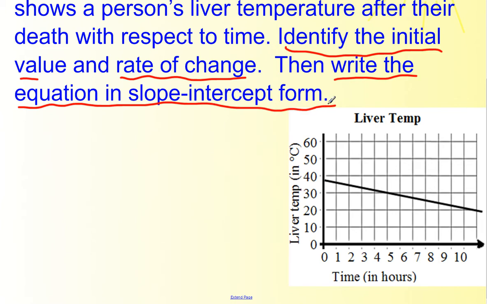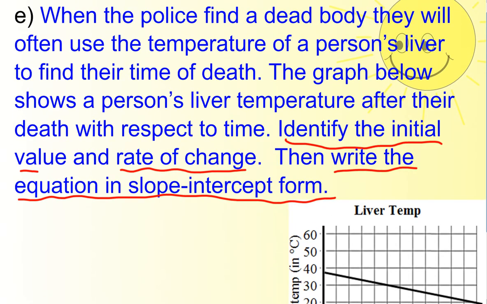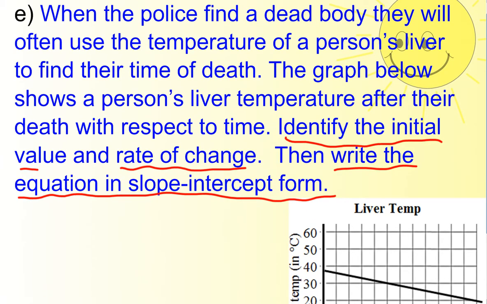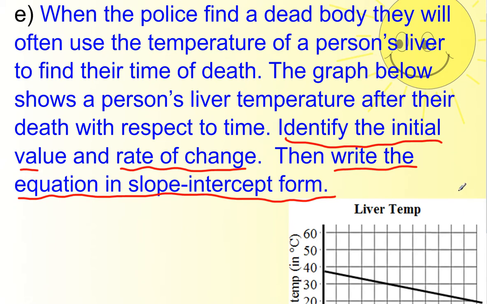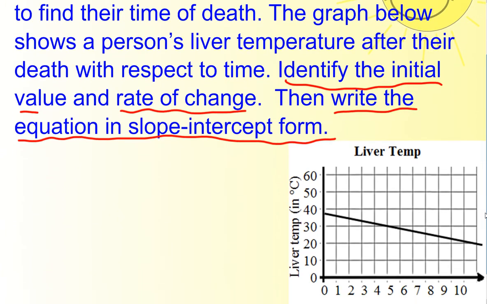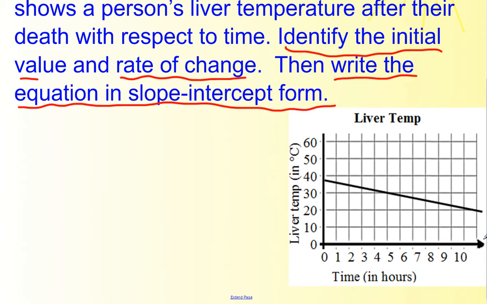This problem is for you to do. I would like you to do it now. I'll show it again. When the police find a dead body, they will often use the temperature of the person's liver to find their time of death. The graph below shows a person's liver temperature after their death with respect to time. Identify the initial value and the rate of change. Then write the equation in slope-intercept form. Go ahead, pause the video, do those 3 things right now. When you're ready to continue, hit play, and we'll go through them together.